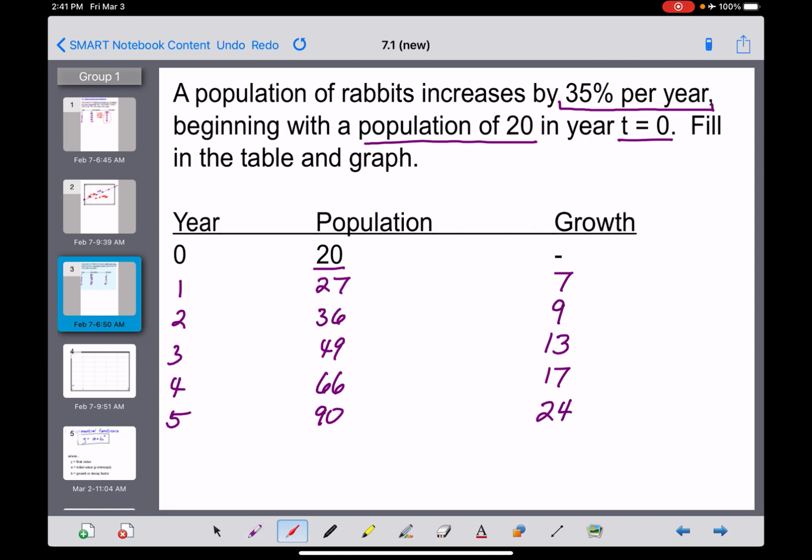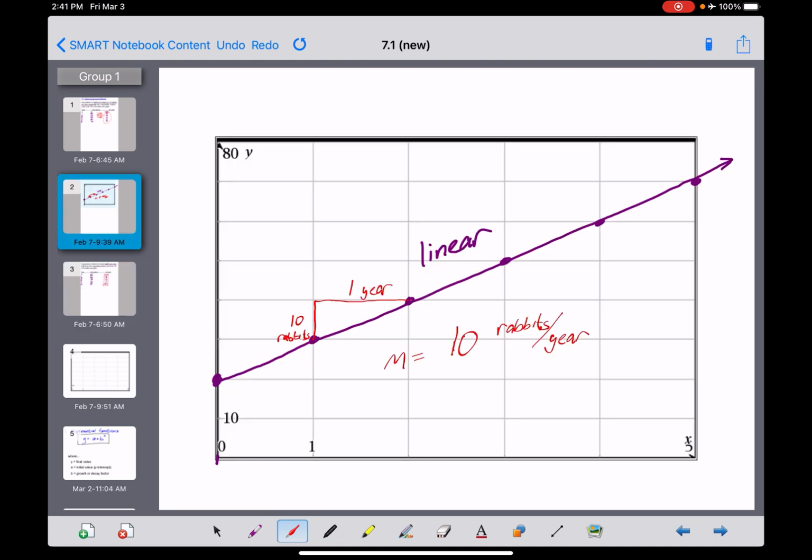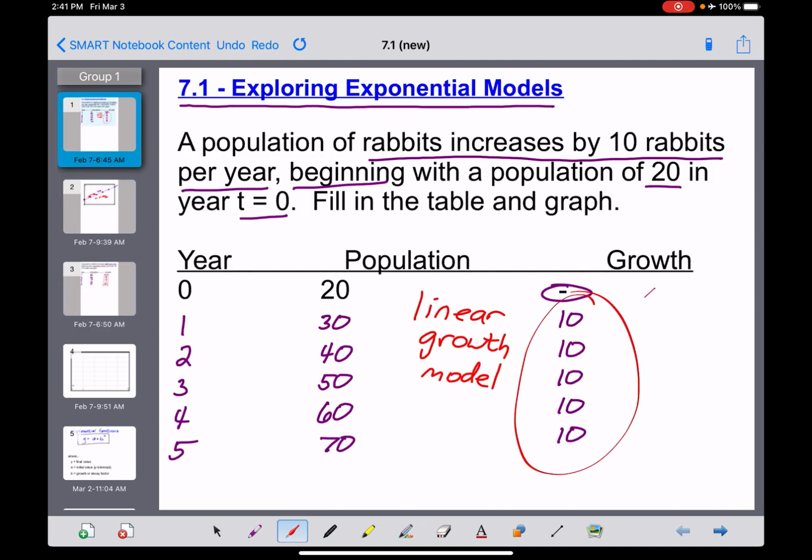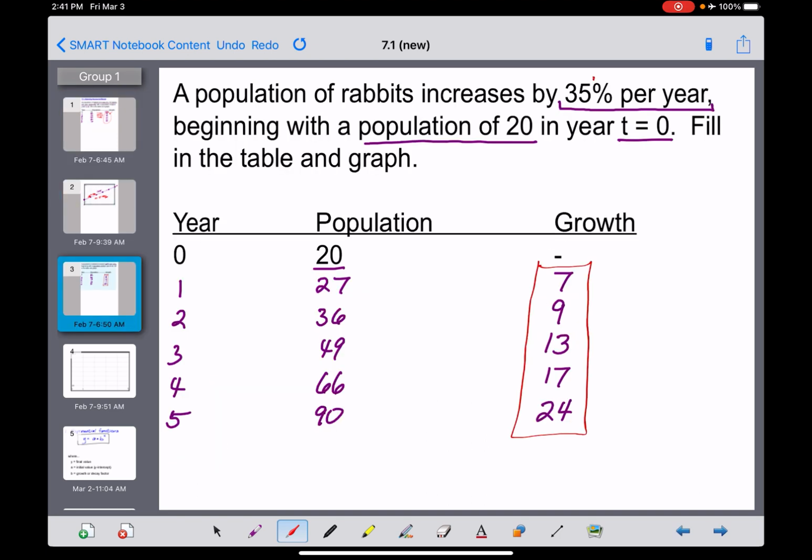So what I think is obvious now is that this amount of growth right here is actually increasing from year to year. Unlike the linear model, if I go back 2 pages, everybody, where the growth amount stayed constant every year, now it's the growth percentage that remains constant every year. But that means that the amount of growth is actually going to change.